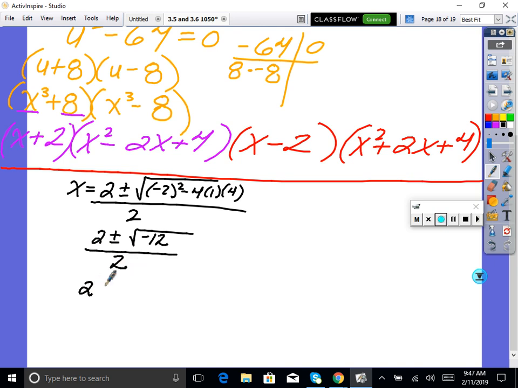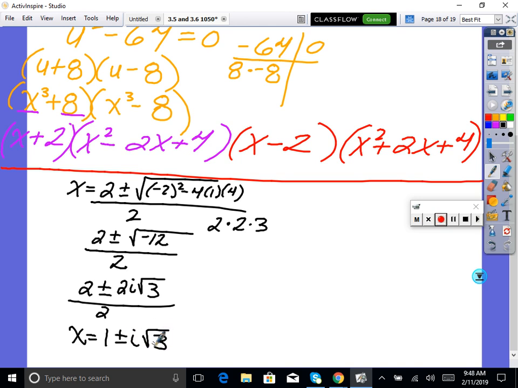So then we have 2 plus or minus, this would be 12, 2 times 2 times 3, so that'd be 2i root 3, all over 2. So that'd be x is equal to 1 plus or minus i root 3, right? Yes. So then my factors for that would be, we have an x plus 2, then we have an x minus 1 minus i root 3, and we also have an x minus 1 plus i root 3.